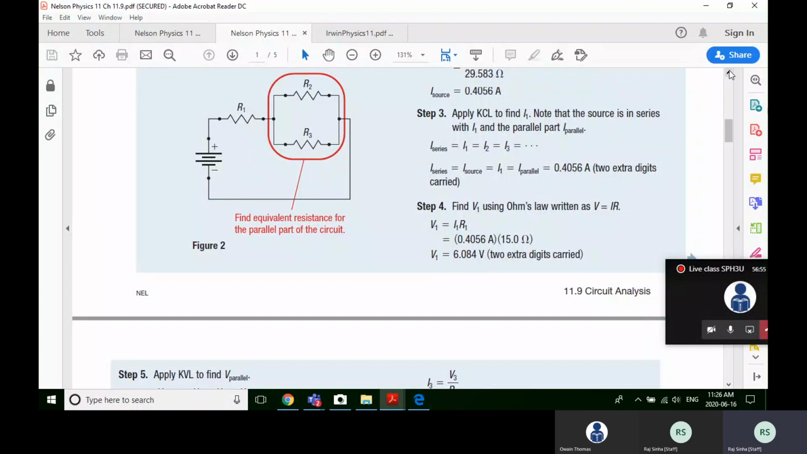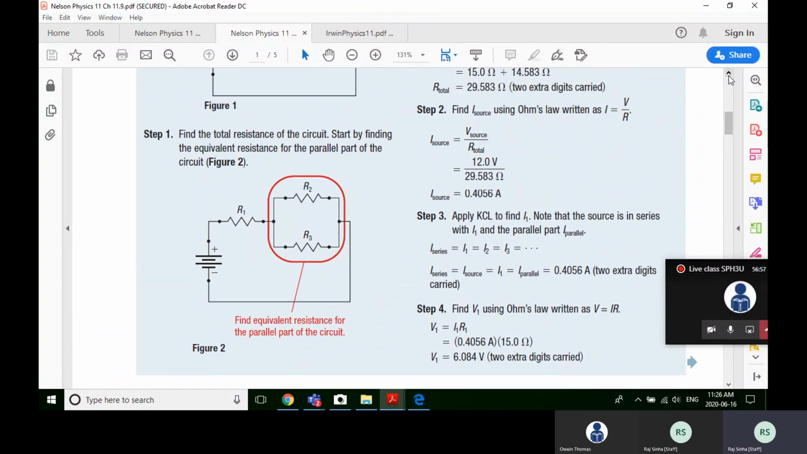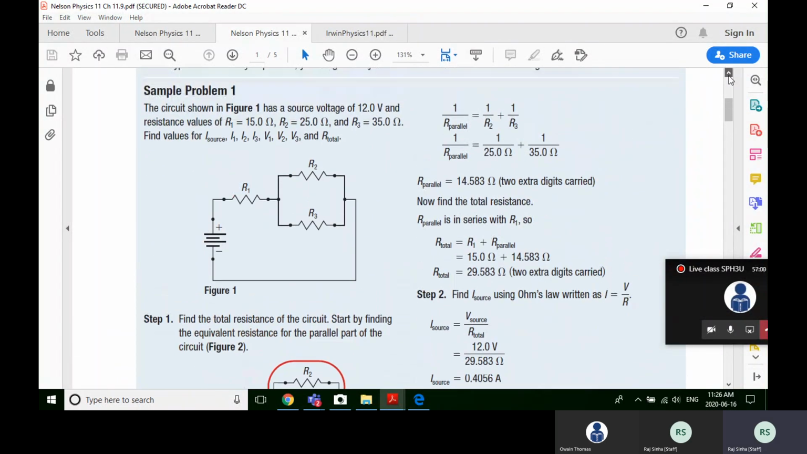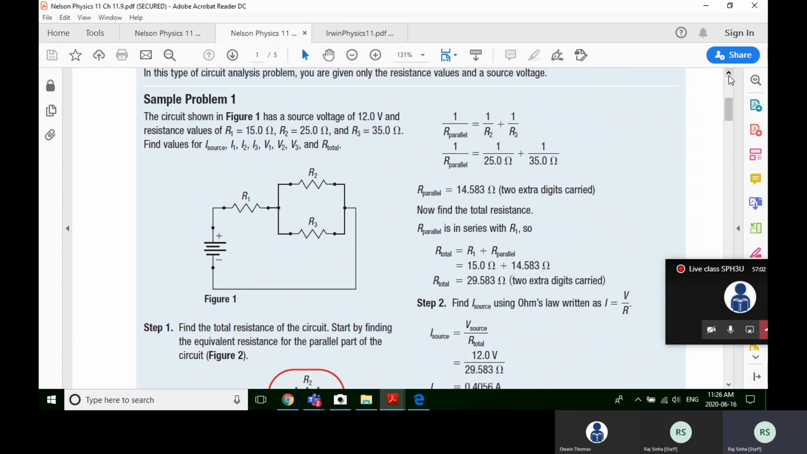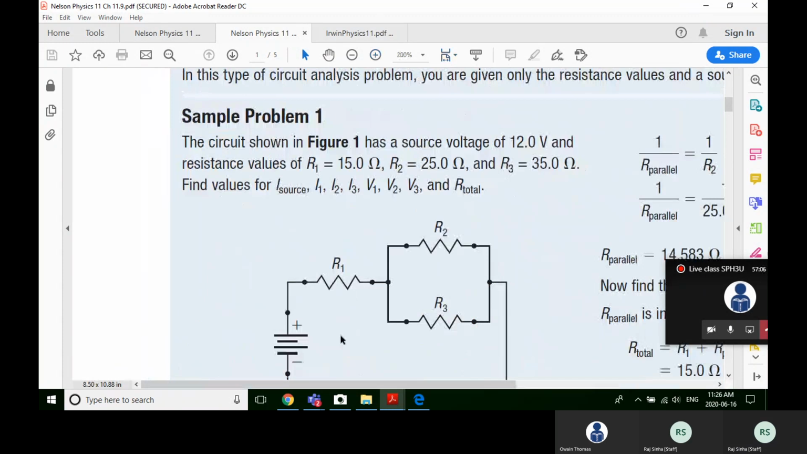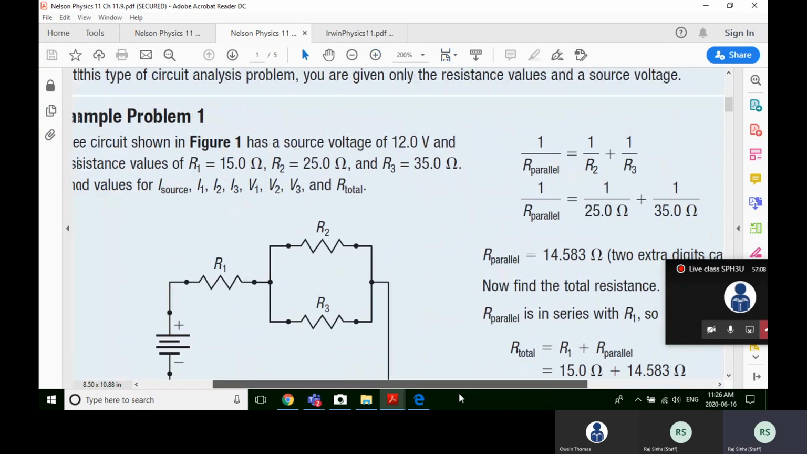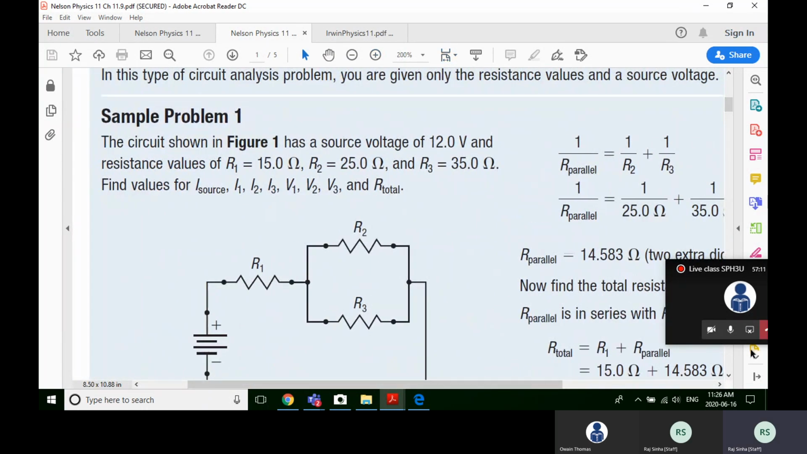Okay, so here's one here. Let's make this a bit bigger. I'm not sure what device you're using, so make sure you can see what this is all about.